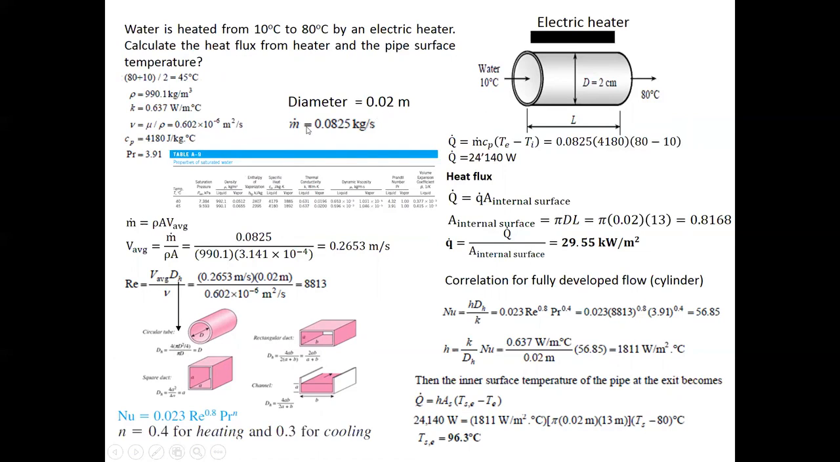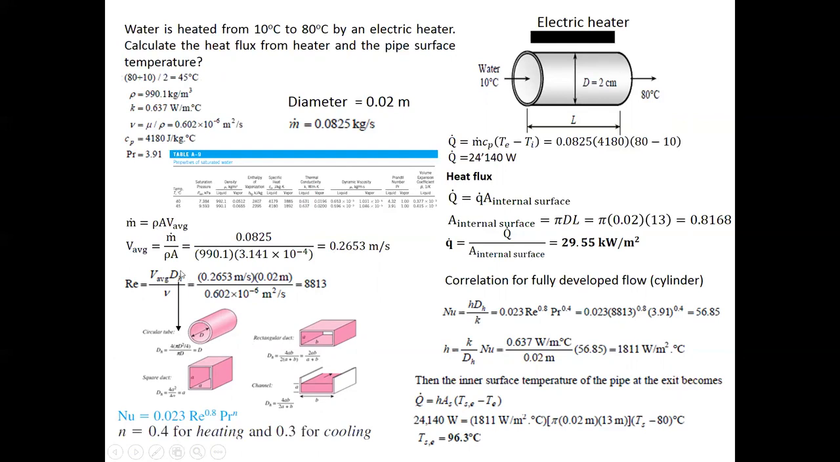The m dot is 0.0825 kilogram per second. From here, for m dot, we need to calculate V because we want to calculate the Reynolds number. So rearrange this equation, m dot equal to rho A V. You know all the parameters, so you calculate the V average, and you get 0.2653, and then plug into the Reynolds number equation.